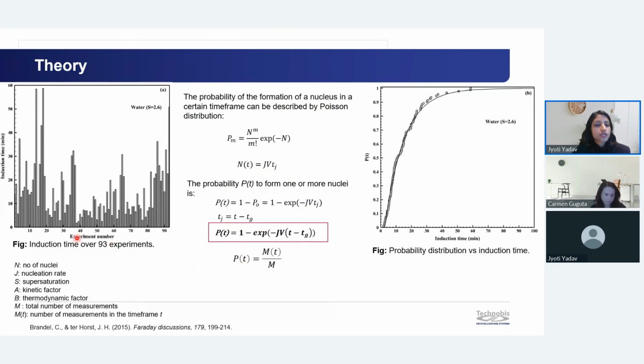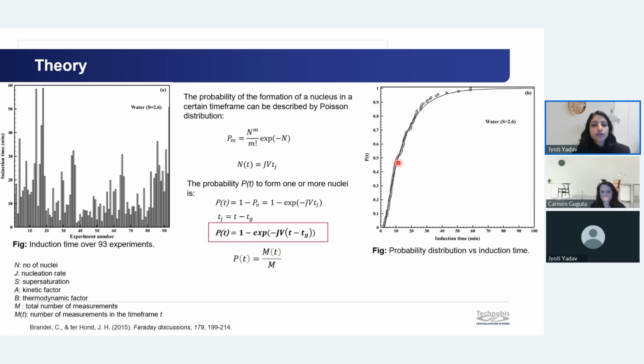For example, suppose here we have done 93 experiments at one supersaturation in water. So m will be 93. This is the total number of experiments, and for mt, we calculate the probability corresponding to some induction time. Suppose we calculate the probability corresponding to 10 minutes induction time. So the number of times the induction time was less than 10 minutes. Suppose here 30 times we observed experimentally the induction time was less than 10 minutes. So the probability corresponding to 10 minutes induction time will be 30 upon 93. Similarly, we calculate the probability for all the induction times.